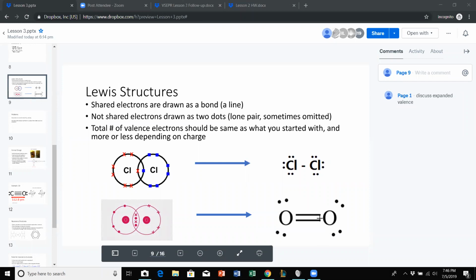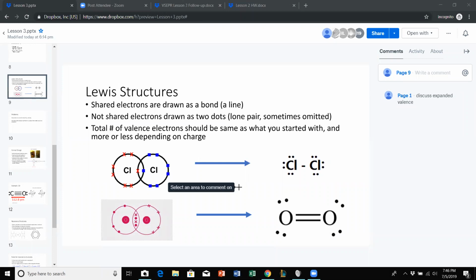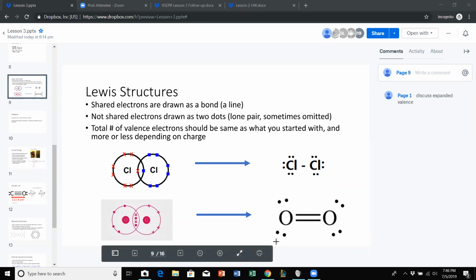4, great. So yeah, this represents 4 electrons. One important thing I want to note is that the total number of valence electrons that you've drawn should be the same as what you started with. And then you might add 1 or 2 or subtract some depending on the charge. Okay?